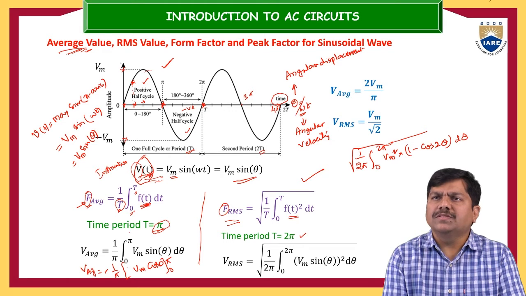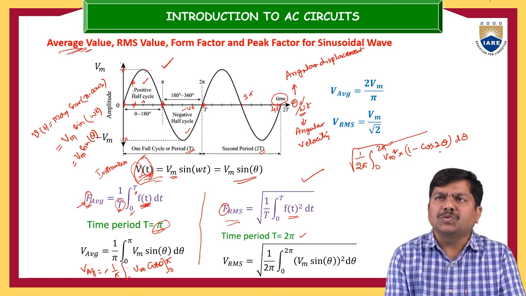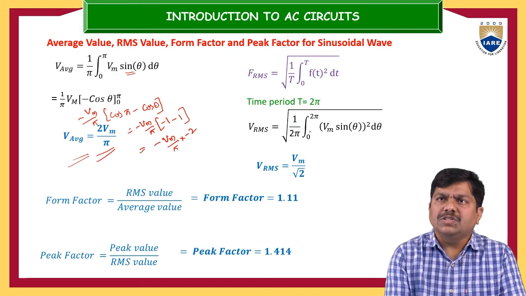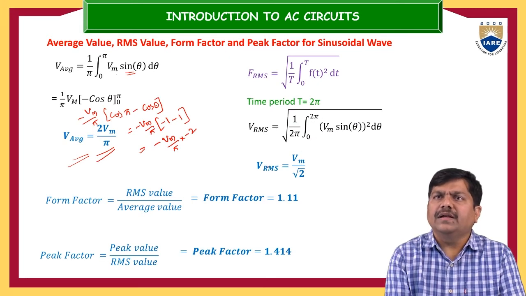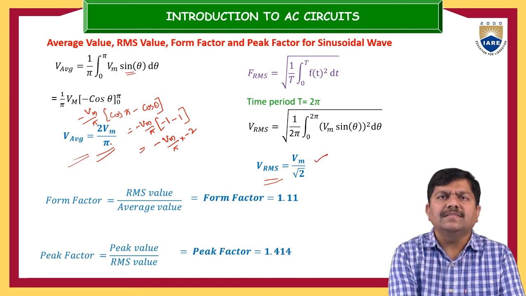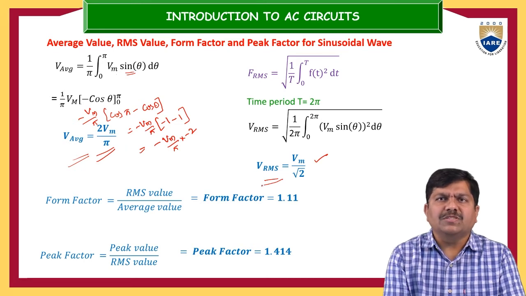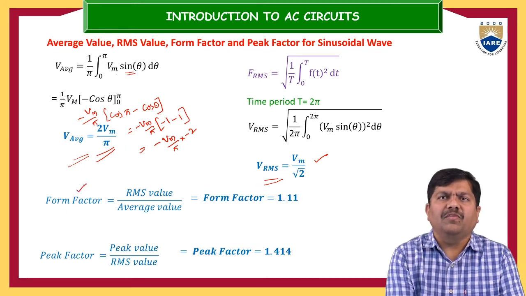Then after getting this, you start integrating from 0 to 2 pi of (1 minus cos 2 theta) d theta. Now we have to compute this value, and this becomes your V_RMS. Just substitute all the values and we can directly get V_RMS as V max by root 2. These two expressions are very important, and they are used to compute the average value and RMS value for a purely sinusoidal waveform.